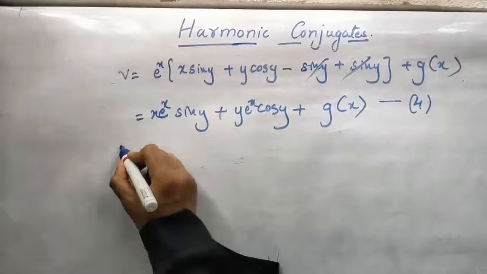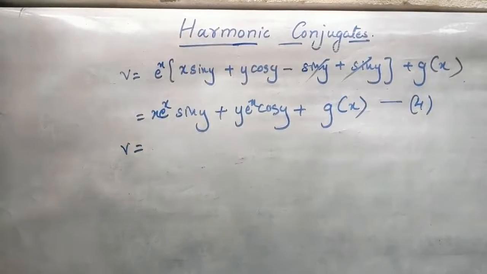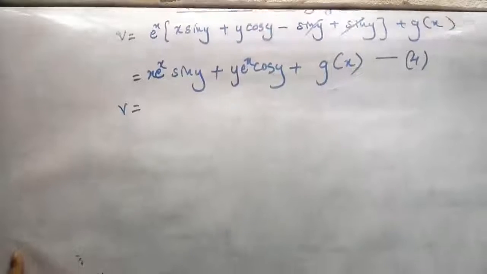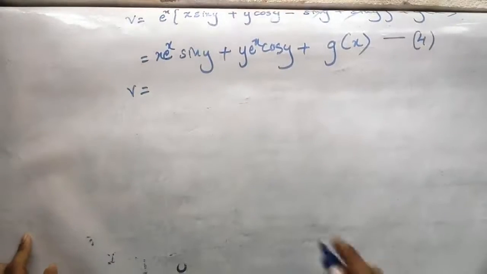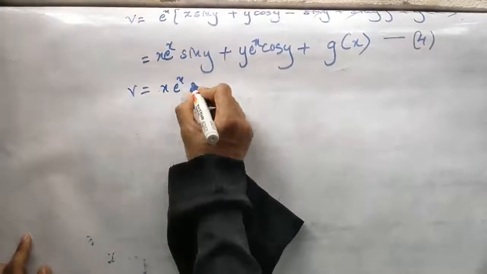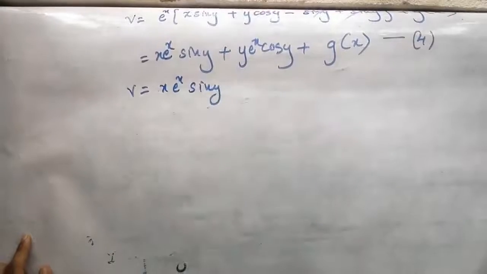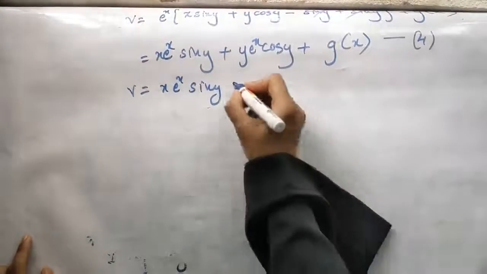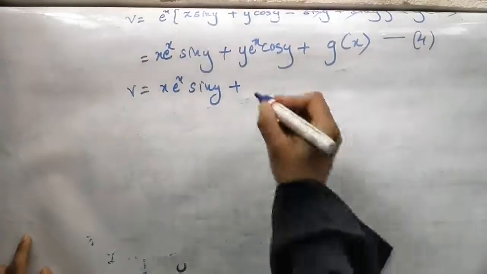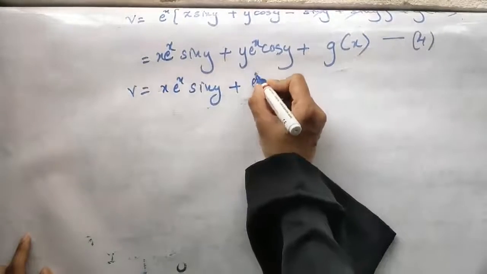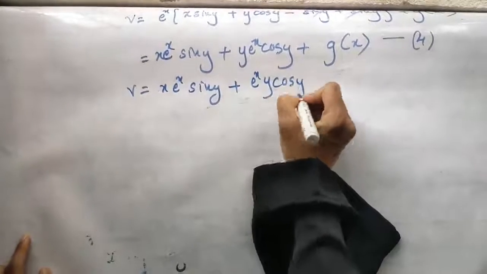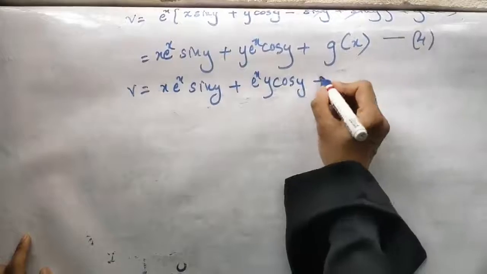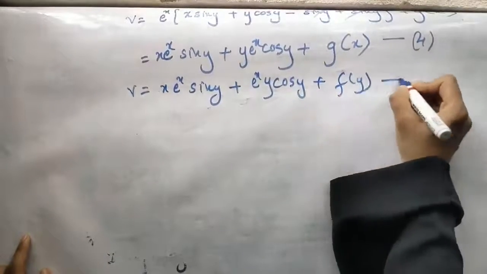Now you had equation 3 saying v what? We have written it here already. I'll rewrite it here for you. It was x into e to power x sin y. Please make a note. Plus e to power x into y cos y plus f of y. This was equation 3.